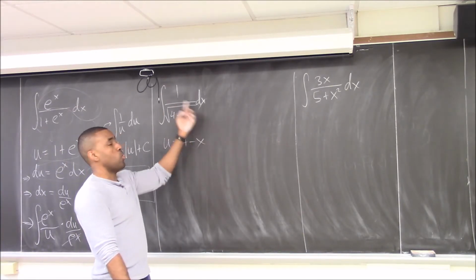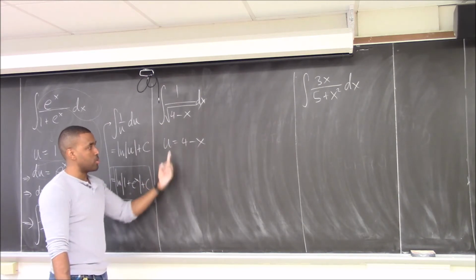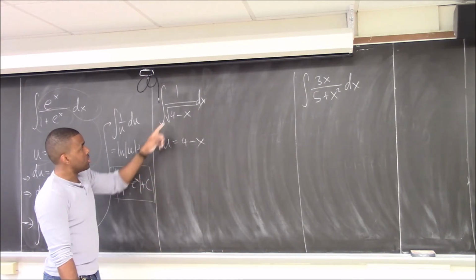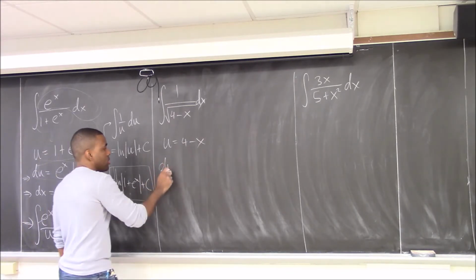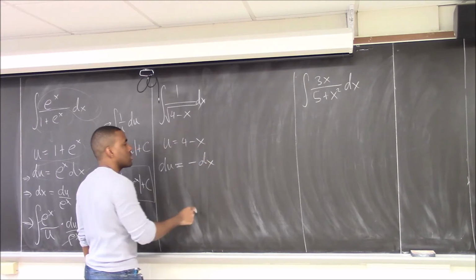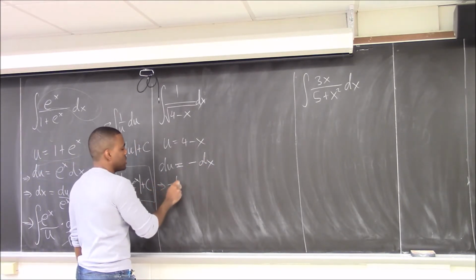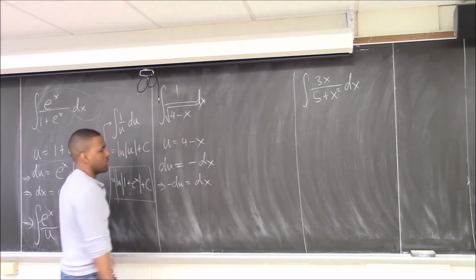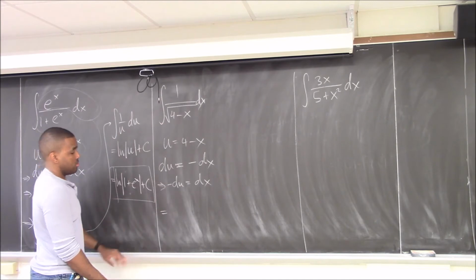But because it's a whole expression, I couldn't simplify that algebraically, so I'm doing a substitution. Change this thing into a single variable so it's easier to deal with. Find my derivative, du would be minus dx, because the derivative of that is minus 1. Which means that minus du is equal to dx if I solve for dx.